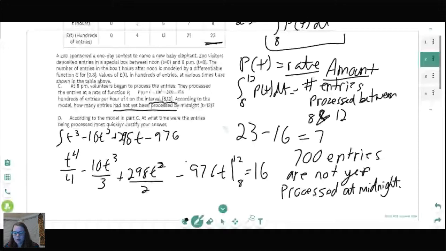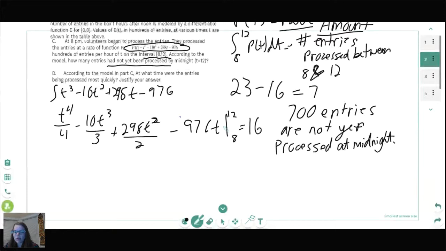Okay, so now let's look at part D if we're ready to go to that. It says, according to the model in part C, so it's probably talking about P here. This is our model. And it says, according to that model, at what time are the entries being processed most quickly? What are we looking for most quickly? Awesome, a maximum. And Talia hit it. How do we find a maximum? We find the derivative or the slope. And once we find that, we can find its critical points and find the maximum.